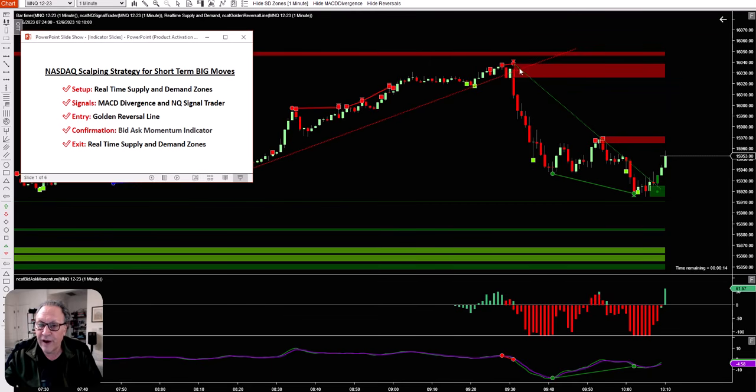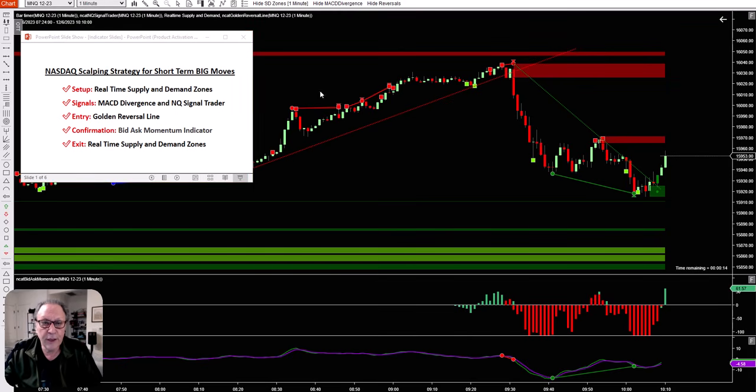In order to enter, once we see our signals at one of our entry areas, we're going to look for our golden reversal line. When we cross that line, that's when we're going to enter. To confirm whether or not it's a trade we want to stay in, we're going to watch our bid and ask momentum indicator. That's down here. And in order to exit, we're going to look back at our real-time supply and demand zones and choose an exit point right at the edge of one of the zones. Or if the zone invalidates and it breaks through, we might stay in to the next zone.